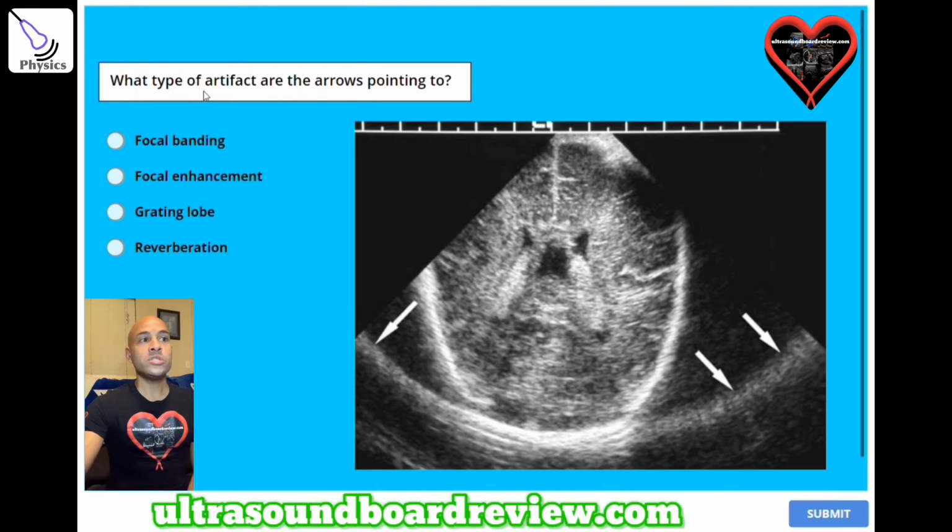Question 2. What type of artifact are the arrows pointing to? A. Focal banding. B. Focal enhancement. C. Grating lobe. Or D. Reverberation. The answer is C. Grating lobe.